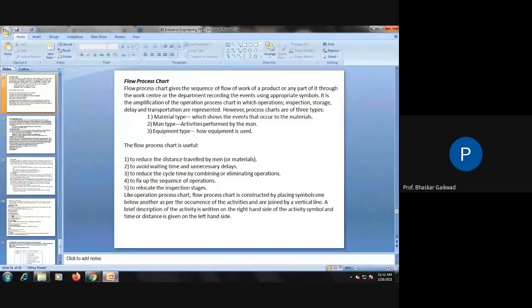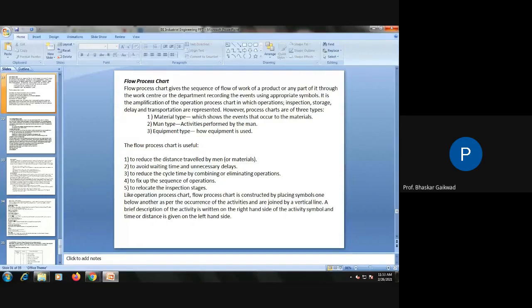For example, a material flow process chart is there. The first activity is material movement from store to machining unit. Which symbol can we use here? Transportation. What is the time taken? 10 minutes. How much distance? Maybe 4 or 5 meters. Okay. So like this, you have to count the whole distance and whole time of the present method, and then you have to think: is it possible to reduce the distance or time?